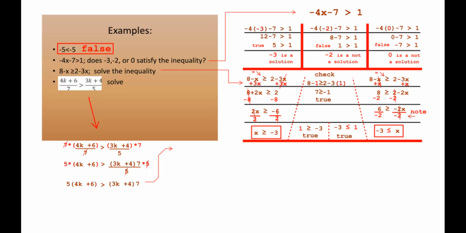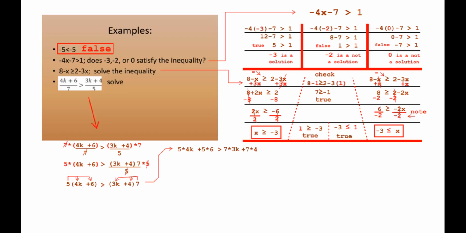Okay, so let's try it over here to the top. Now we have enough space. So we gotta distribute in this case. Distributing 5 times 4k, 5 times 6, right? Okay, let's try to keep it simple. 7 times 3k, 7 times 4. And now we can simplify this.